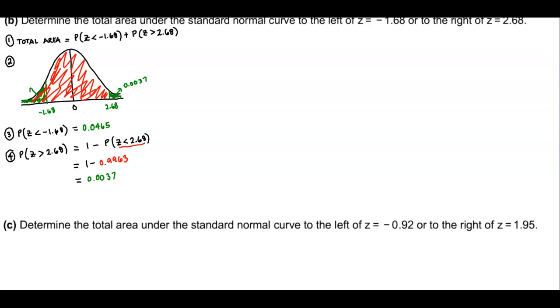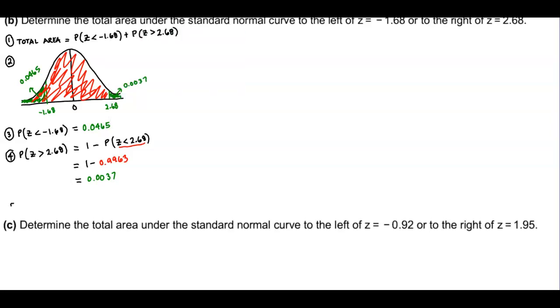So this is 0.0037, and this area represents 0.0465. And now what we're going to do is add them together. So if we take 0.0465 and then add 0.0037, then we get a total area of 0.0502.